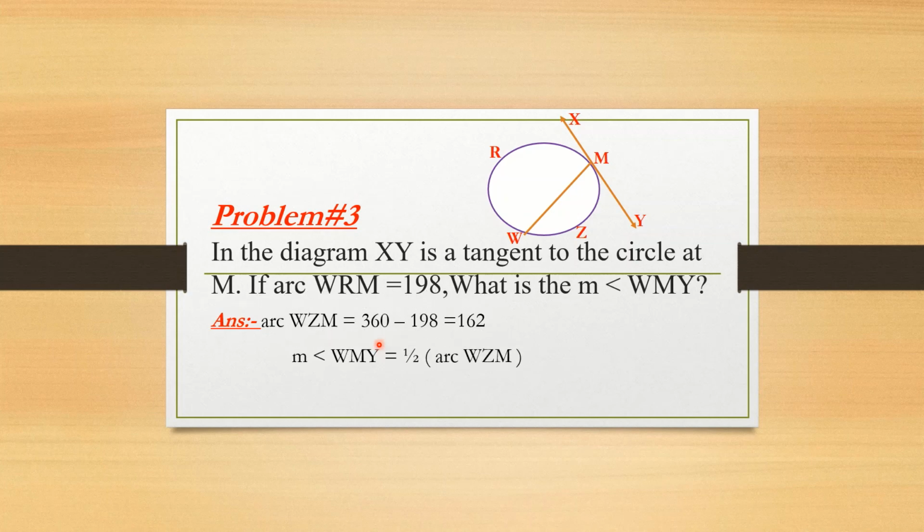Then, from the fact that the angle formed by a tangent line and a chord is half of its intercepted arc, the measure of WMY equals half of arc WZM. So the measure of angle WMY is equal to half of 162, which is equal to 81 degrees.